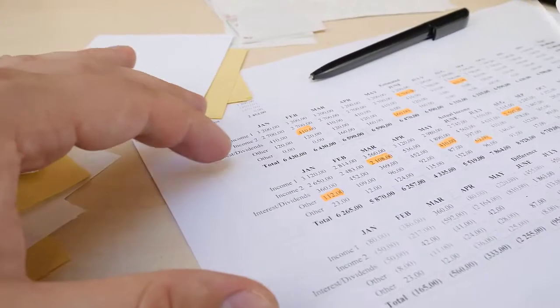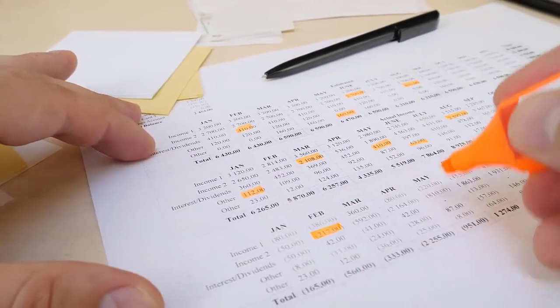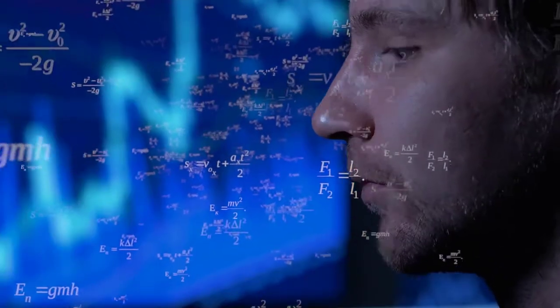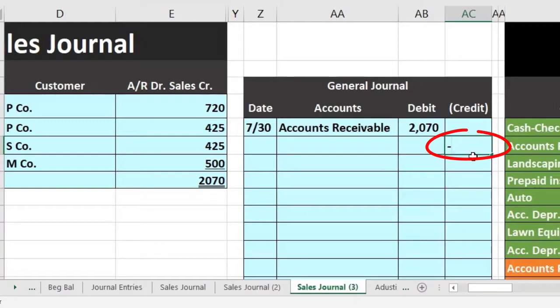I'm going to represent the credit with a negative or bracketed number for our purposes in the credit column here. I'm going to do that with a little formula by saying negative to flip the sign, instead of equals, and pointing to that 2070. That'll take that amount, flip the sign, and make it a negative. Then we're going to put the credit here.